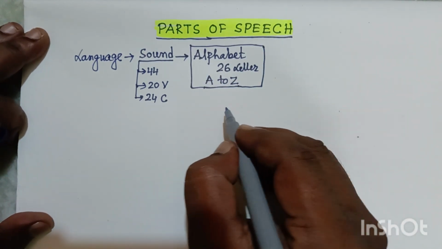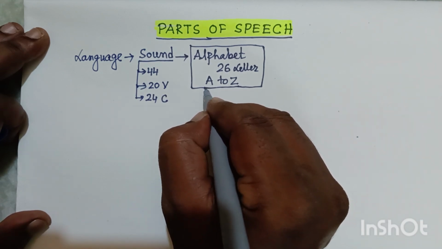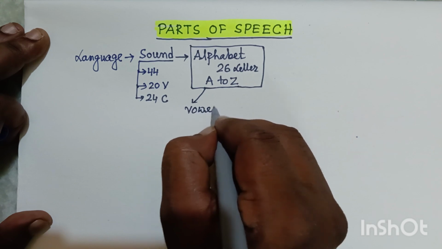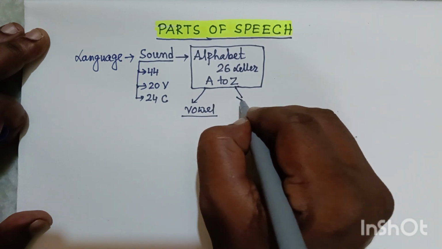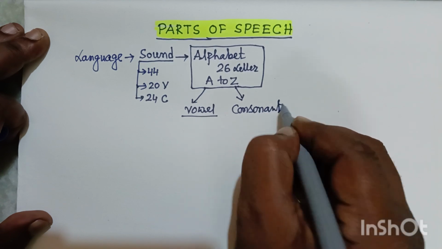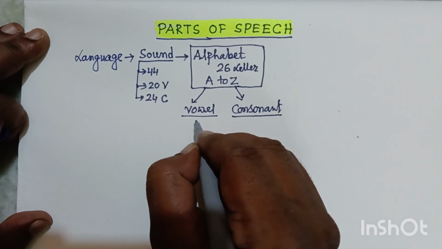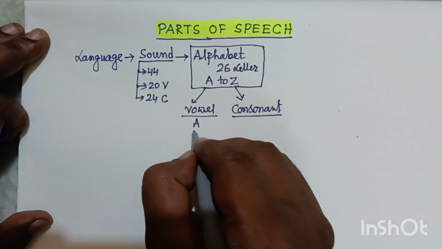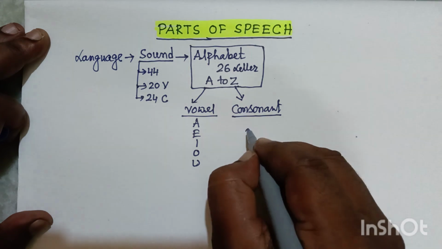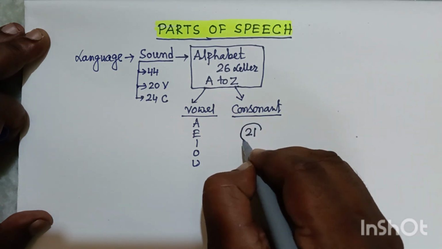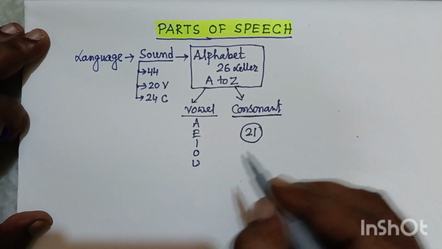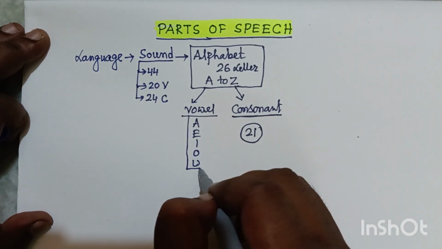And my dear friends, they also further divided it into two parts. One is called vowel and another one is called consonant. There are 5 vowels: A, E, I, O, U, and the rest of the 21 symbols are called consonants. My dear friends, these are the symbols.